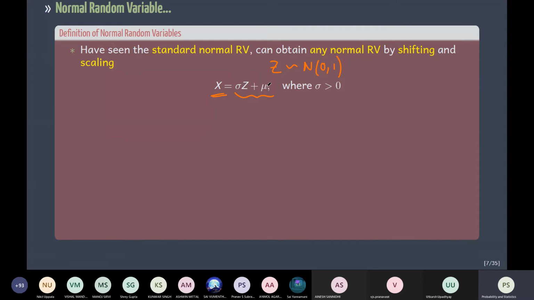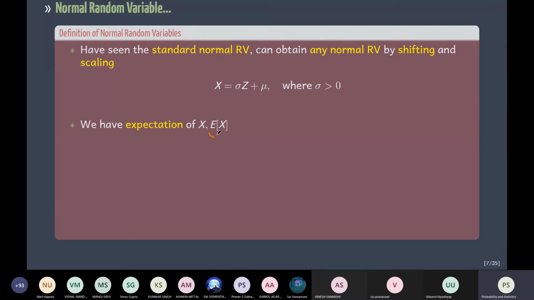So sigma and mu are scalars here. Sigma is greater than 0 here. So by doing that, you obtain a normal distribution. So X will become a normal distribution now with mean mu and variance sigma squared. So let us calculate what I have said.